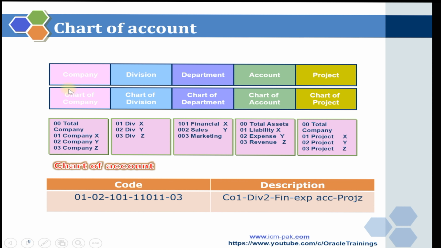As for example, if you come here, company 01 is company X, 02 is company Y. In your transaction you will choose the code, but you will have the description stored in your flex field value sets or the values. So this is basically the chart of accounts. I'm again repeating, this is one of the most core important common concepts which will be required for financial functional implementers for Oracle E-Business and for Oracle Fusion applications.